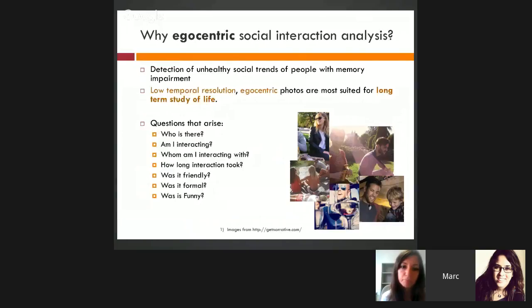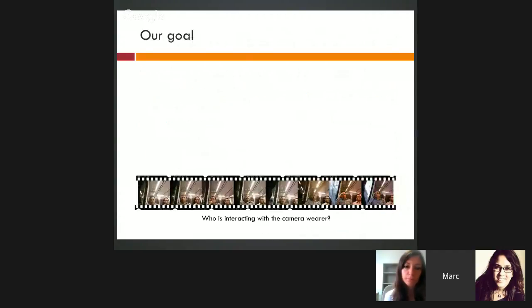Who is there and who is interacting, and what is the type of the interaction? Is it funny? Is it formal? There are different questions. But specifically in this work, our goal is that, having a sequence of images, we want to answer who is interacting with the camera wearer.